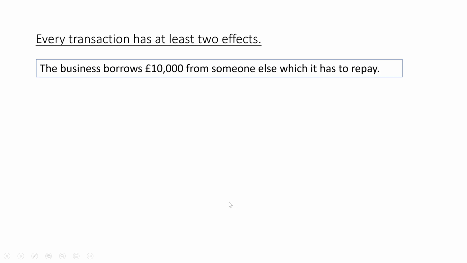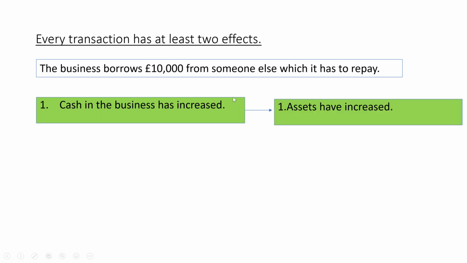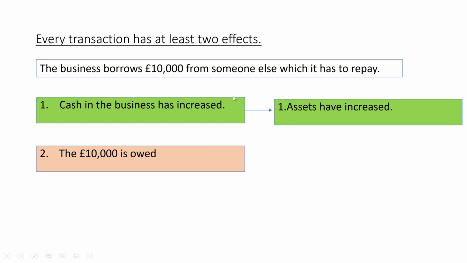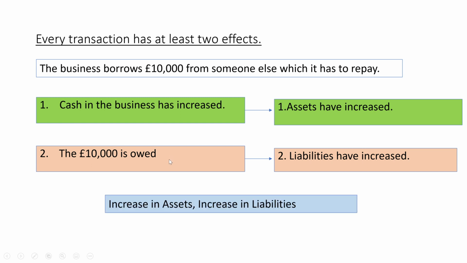Let's do another one. So this time the business borrows £10,000 from someone else, which it has to repay. So it's got more cash in it, it's borrowed money. So your cash in the business has actually increased and you've increased your assets. But on the other hand, the £10,000 is owed. So your liabilities have increased. You have an obligation to repay that £10,000. So in this example, we saw that to increase the assets, we're increasing liabilities as well. So, it's like a necessary evil.